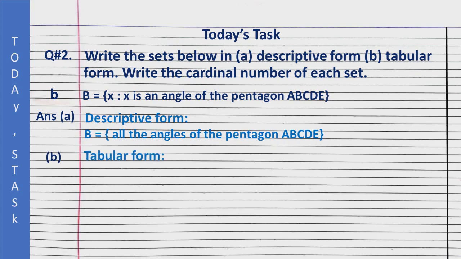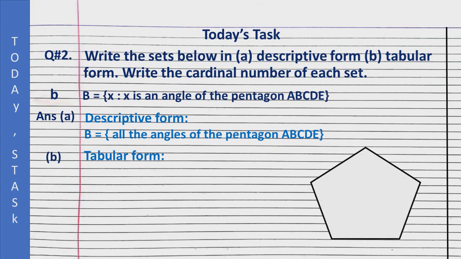Let's write the answer in tabular form. But dear students, before writing the answer in tabular form, let's come to know about pentagon. Dear students, pentagon is a shape of mathematics with 5 sides. There are 5 sides in this shape, so there are 5 angles. Angle A, angle B, angle C, angle D and angle E.